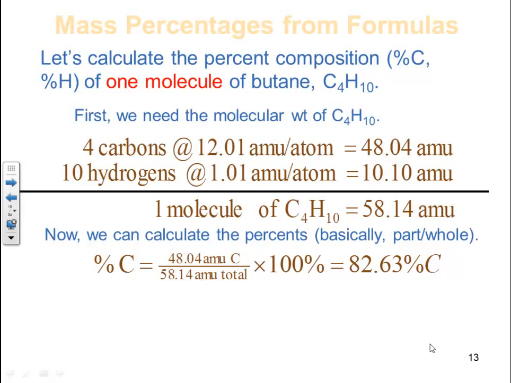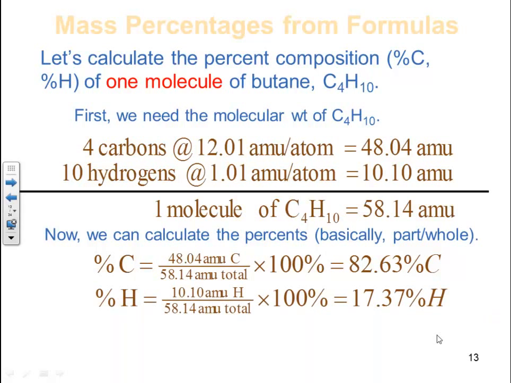Now a caution here is that percent sign. That is a unit like grams, liters, etc. That's not the percent on your calculator. Okay, so that's a unit. So I'm going 48.04 divided by 58.14 times 100 in my calculator. And then I'm putting percent behind it for my final answer.